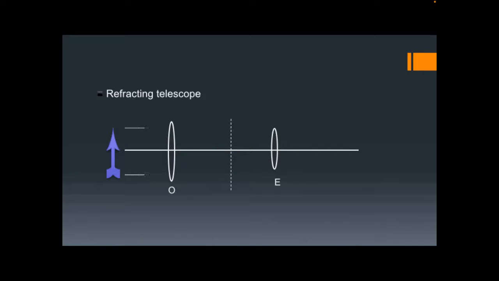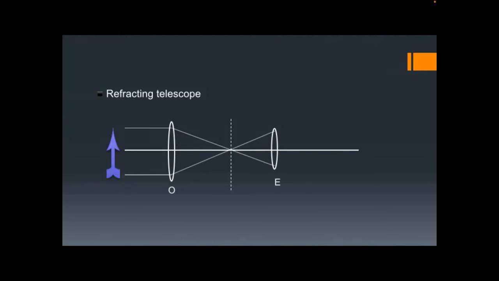Now, the light rays coming from that object will first be incident on the objective. From that, light will undergo refraction. Again, it will be incident on the eyepiece, and the image will be formed at a focus of these two lenses. So this is the basic principle of the refracting telescope. It is very simple.